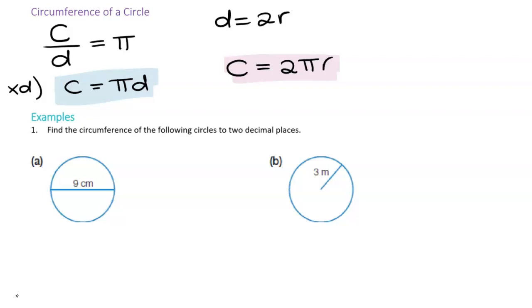Now really, you only need to remember one of these formulae, provided you remember that the diameter is twice the radius. They both really do mean the same thing, but I'm going to be using both depending on what kind of circle we're given.